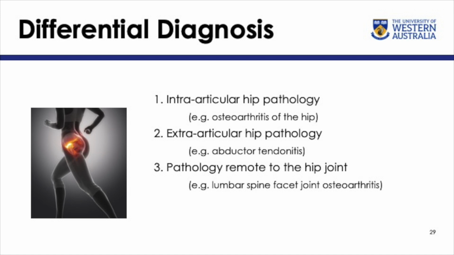A simple way to think about hip pain is whether it is from intra-articular hip pathology, such as osteoarthritis, whether it is from extra-articular hip pathology, such as abductor tendonitis, or whether it is from pathology which is remote to the hip joint, such as lumbar spine facet joint arthritis, causing neural impingement.